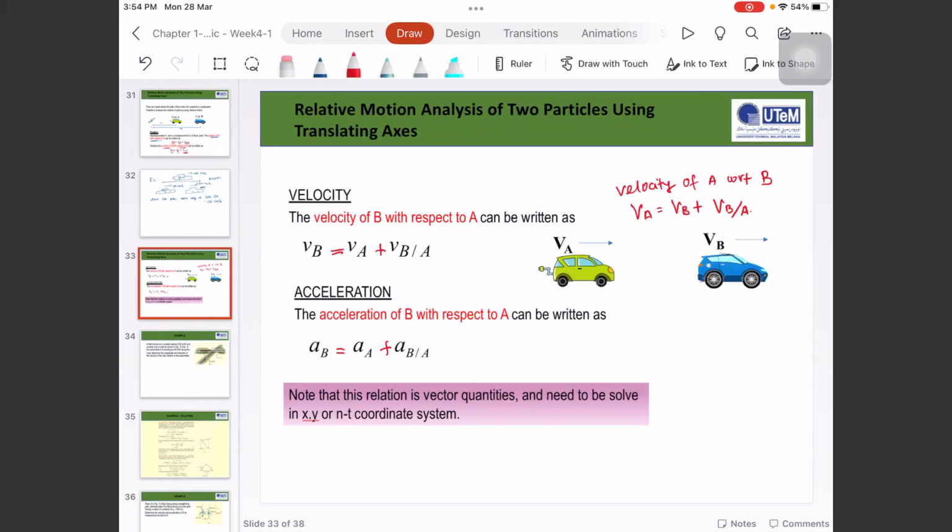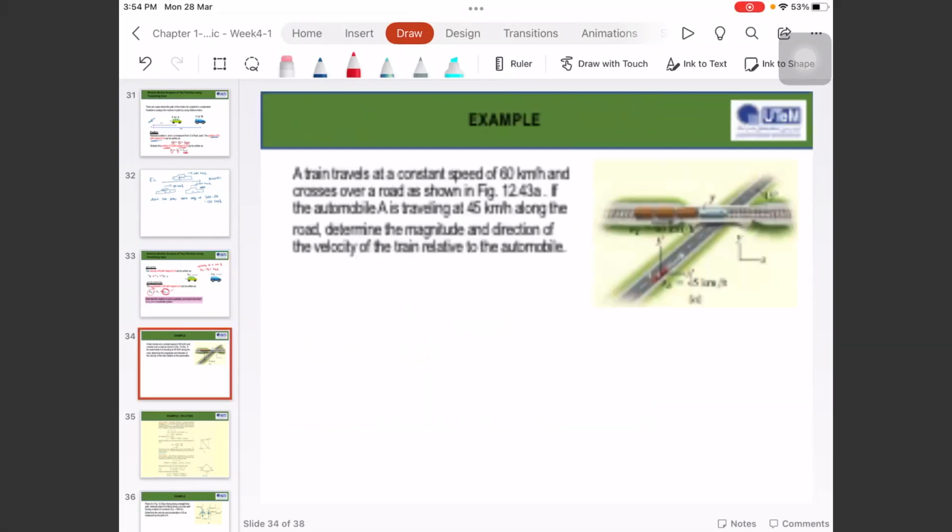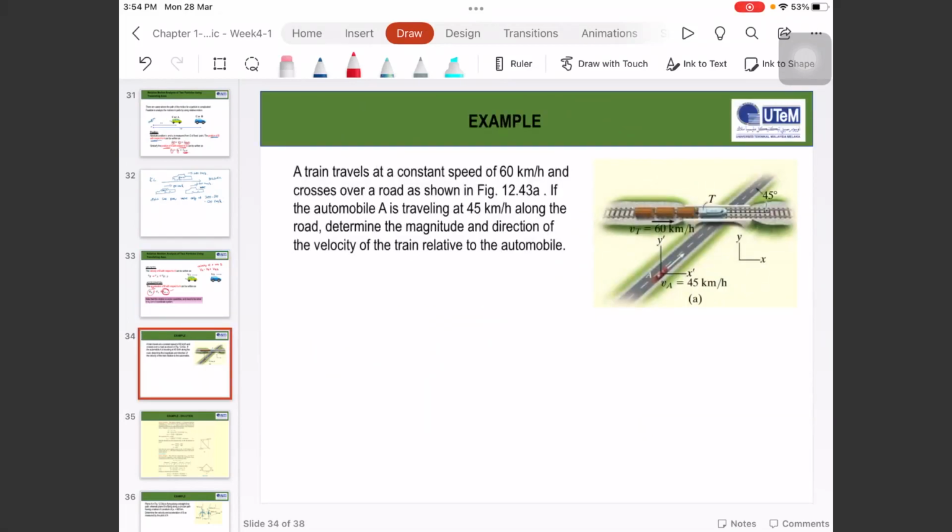Okay. So sebenarnya jawapan dia adalah yang ini. Dia tanya what is acceleration of B with respect to A? Yang ini lah, bukan yang ini. Yang ada slash, right? So note that this relation is vector quantities. So we need to solve in xt or normal tangent coordinate. So you're going to pecahkan x and also y coordinates.